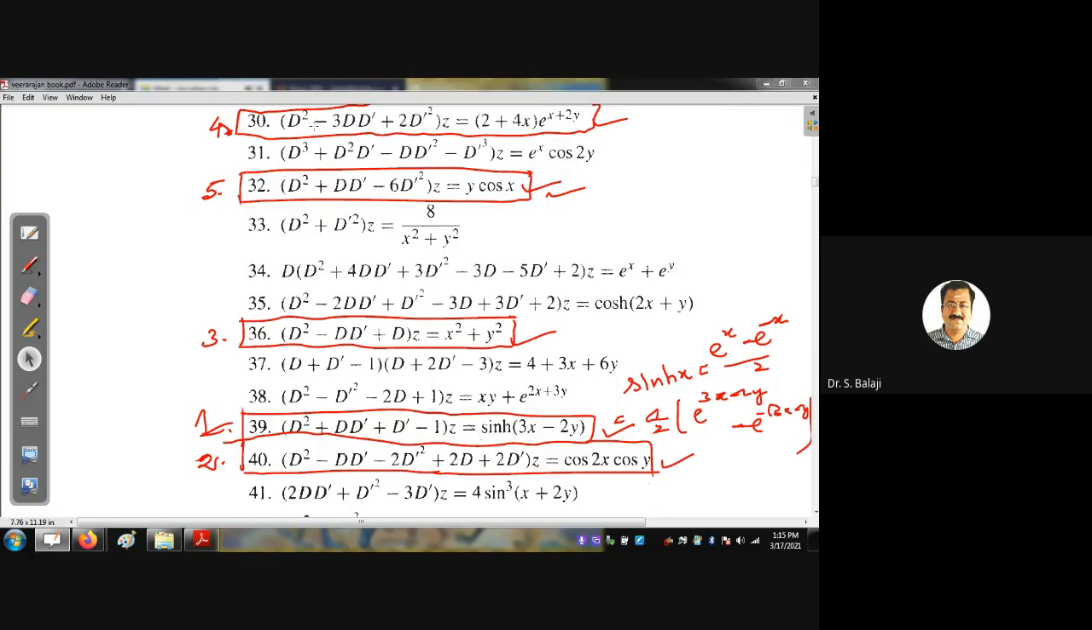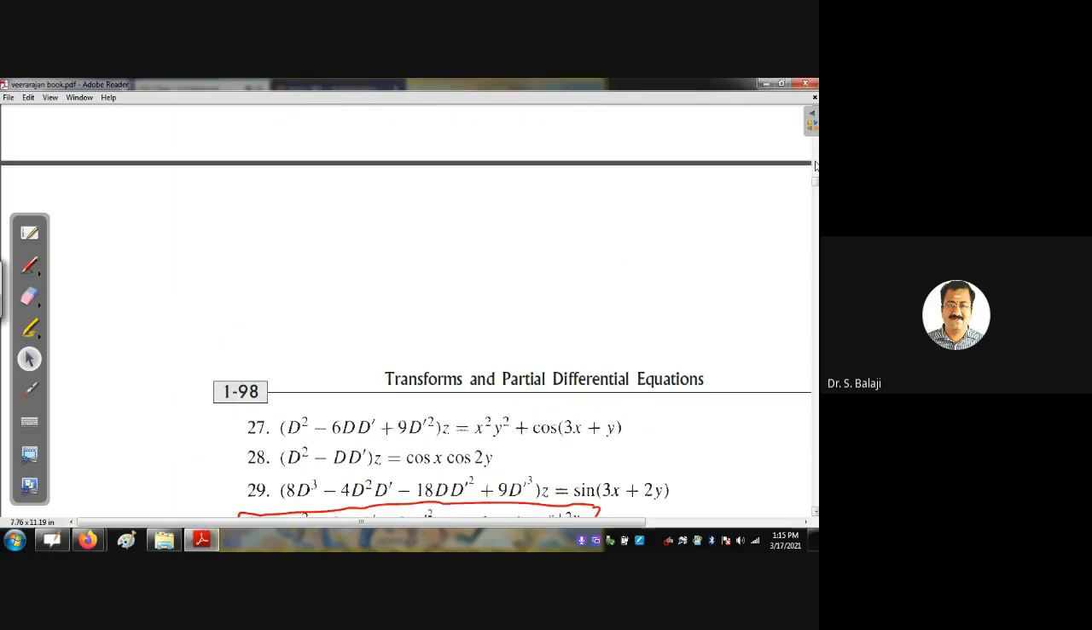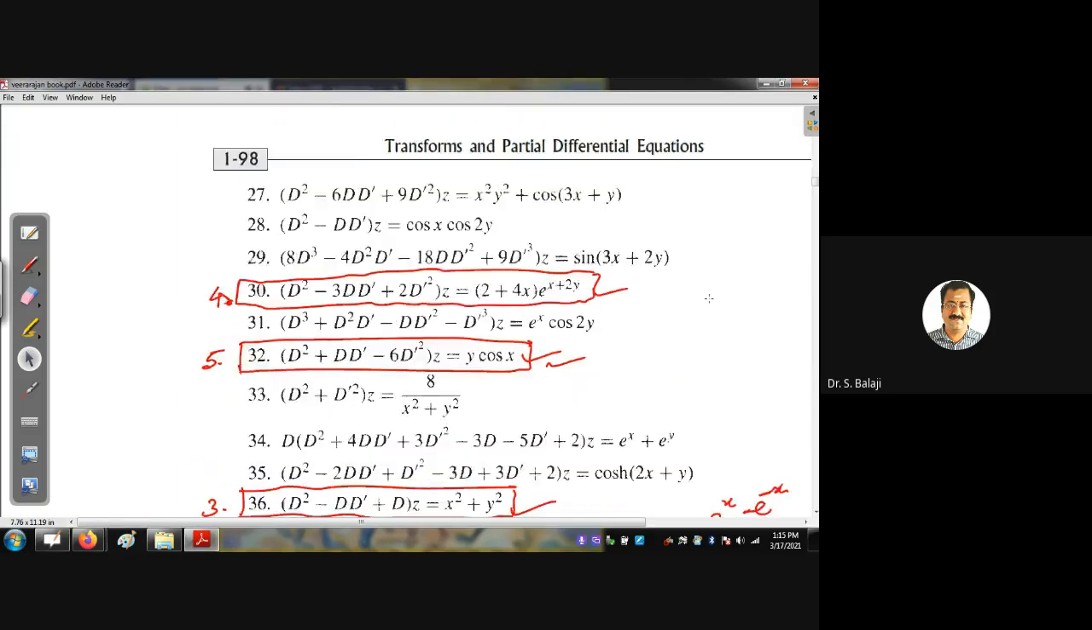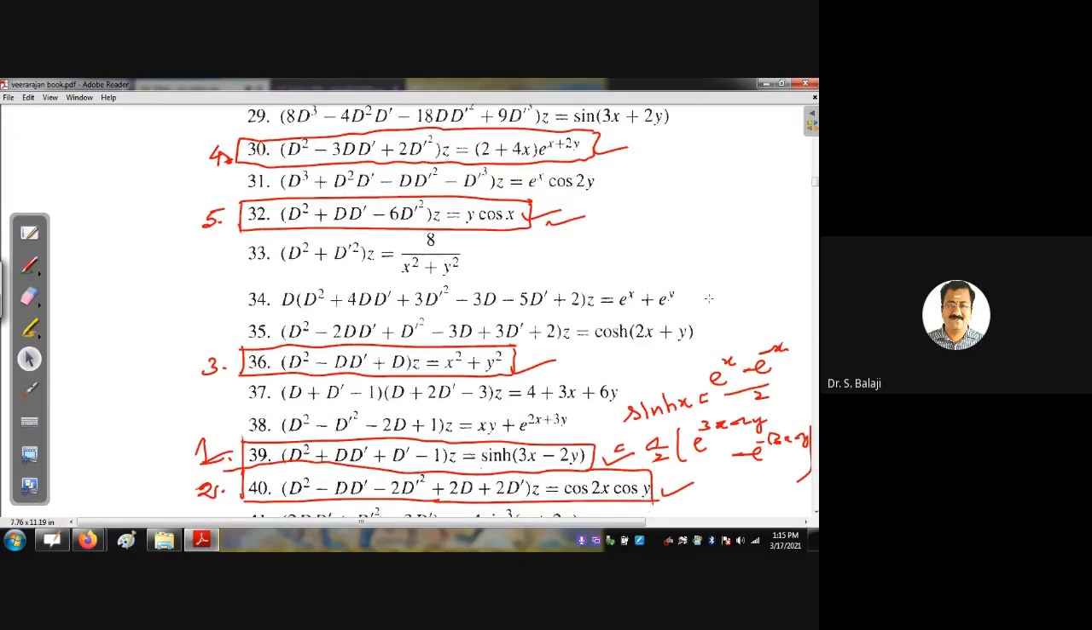And the fourth problem is a product of functions: D square minus 3D dash plus 2D dash square of z equal to (2 plus 4x) into e power (x plus 2y). Product of exponential into algebraic polynomial. For type 4, you can proceed. And we just note down this problem.